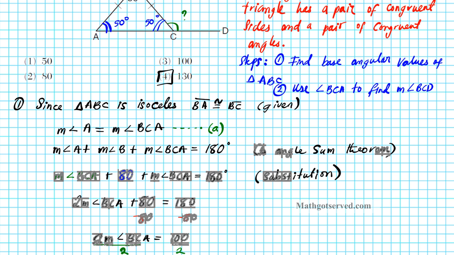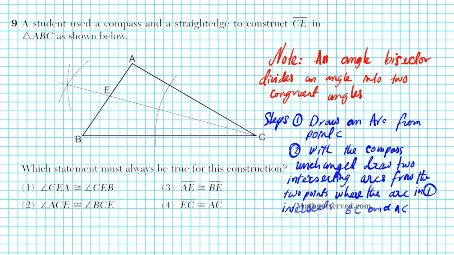All right, let's take a look at problem number 9. It says a student uses a compass and a straight edge to construct CE in triangle ABC as shown below. So initially all that the student had was just this triangle ABC. So they basically did a construction and it resulted in the creation of segment CE, the line through CE. Now the question is, what statement must always be true for this construction?